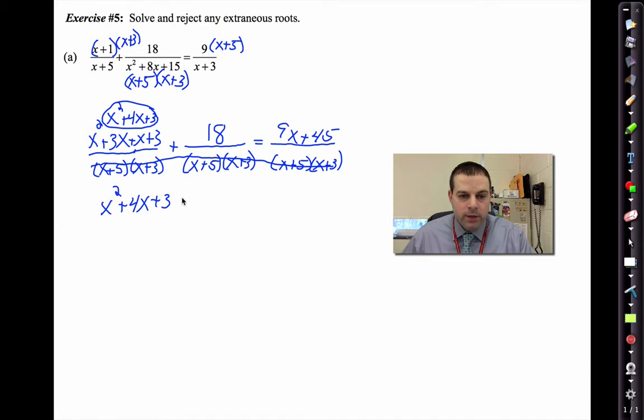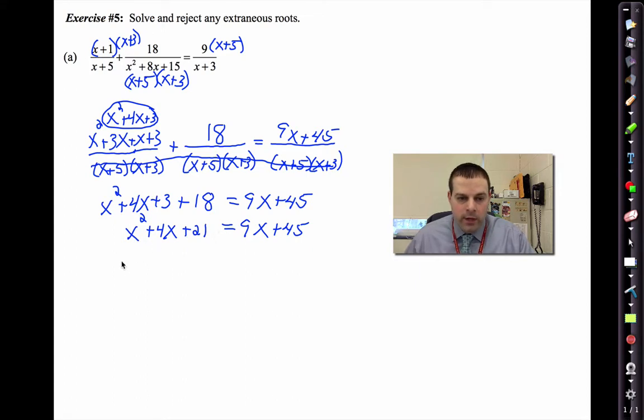I get x squared plus 4x plus 3, plus my second numerator, 18, equals 9x plus 45. So again, before I focus on trying to get into standard form to solve my quadratic, I do have to combine terms, and I get x squared plus 4x plus 21 equals 9x plus 45. Okay? So again, after a lot more work than we saw in the last couple of problems, I see a quadratic equation, so I'm going to have to subtract 9x, which is negative 5x for my b term, and then subtract 45, which gives me negative 24. So now my quadratic is finally, after all of this work, ready to solve.